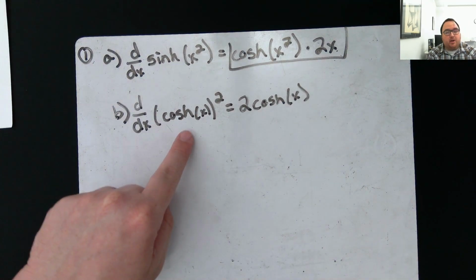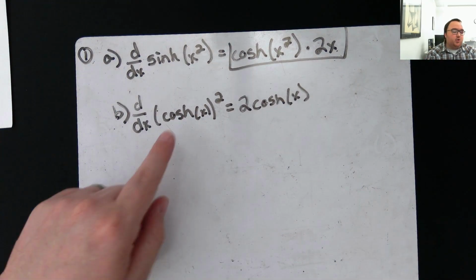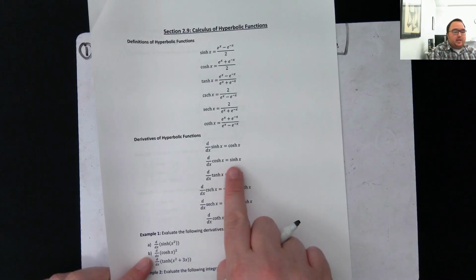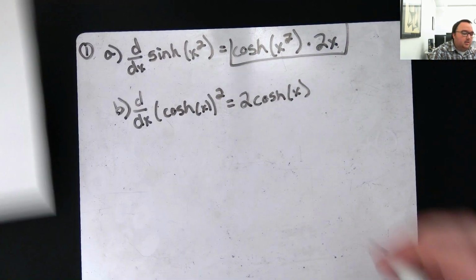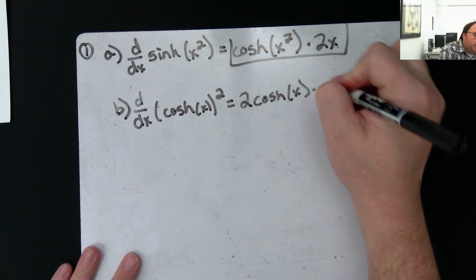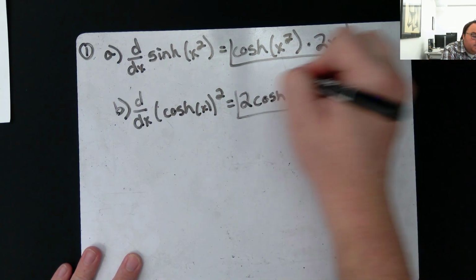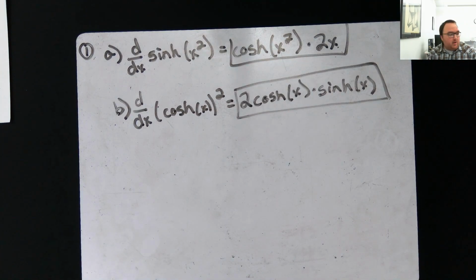But I'm saying hyperbolic cosine squared, which means I have to now find the derivative of the hyperbolic cosine, which I know is hyperbolic sine. So multiply this by hyperbolic sine. There we go with that one.